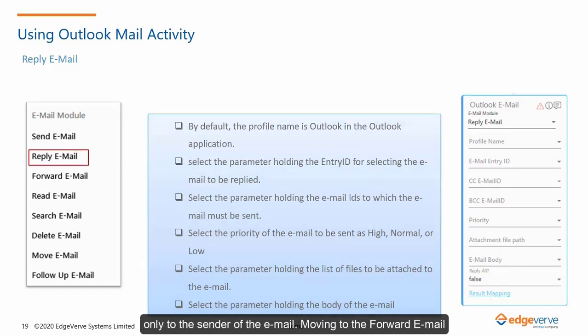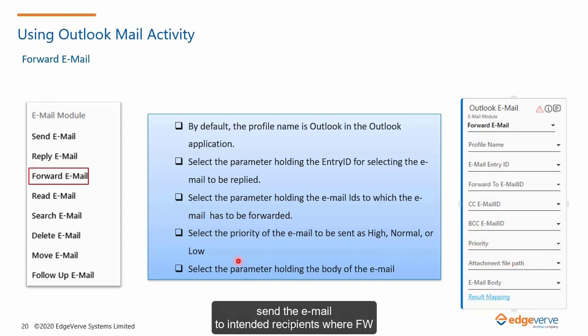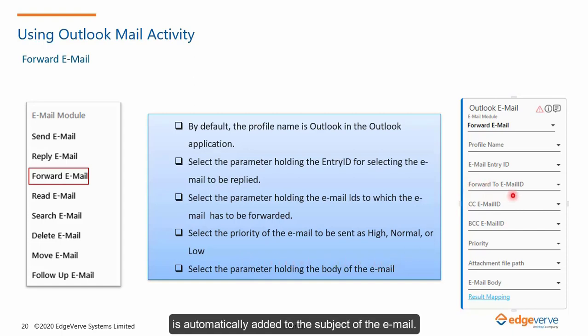Moving to the forward email, as the name suggests, it helps you to forward the email selected as per the entry ID field present in the Outlook for the given profile. You can attach more files apart from the existing attachments that get added automatically. Mention the priority of the email and then send the email to the intended recipient, where Forward is automatically added to the subject of the email. All the fields remain the same.